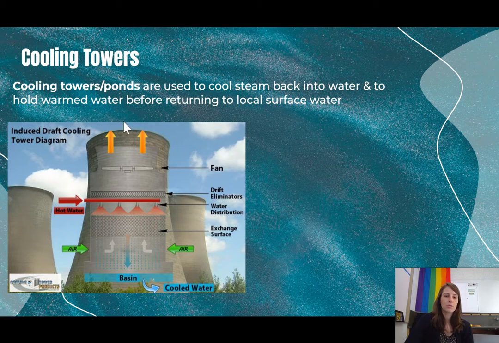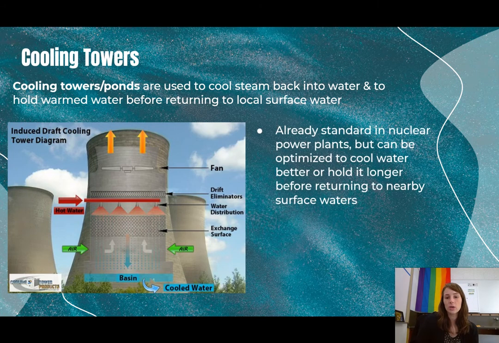Now, cooling towers, which you often are going to be seeing here with nuclear, are going to be used to cool their steam water back into water and to hold their warmed water so that it can be cooled before returning to local surface waters. So cooling towers are going to be a strategy for preventing thermal pollution. As you're getting this hot water coming into the cooling towers, it's going to cause the steam to condense, it's going to cool, and then it's going to potentially be released after it has had a chance to cool down. So this is standard in nuclear power plants.